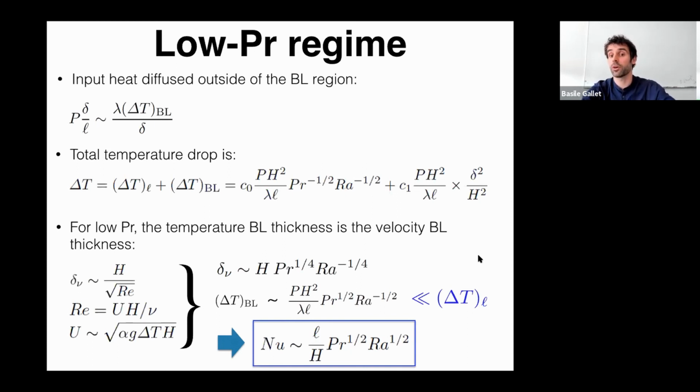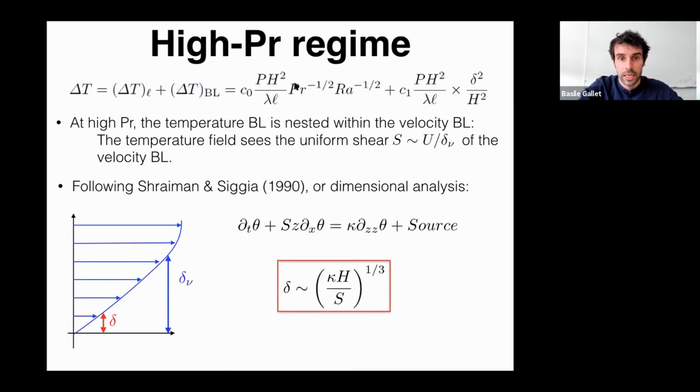Now the situation is more complicated for large Prandtl number, which includes the Prandtl number of water in the experiment, which is of the order of 7. Because for a high Prandtl number fluid, the temperature boundary layer will be much less than the size of the velocity boundary layer. So the temperature field in the boundary layer will see a flow which looks like a uniform shear flow over the boundary layer of the temperature field.